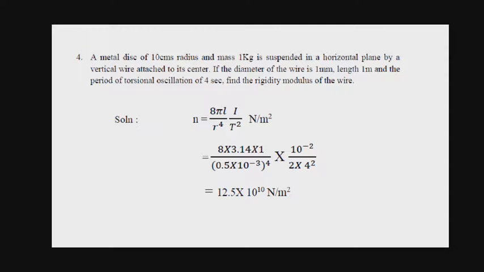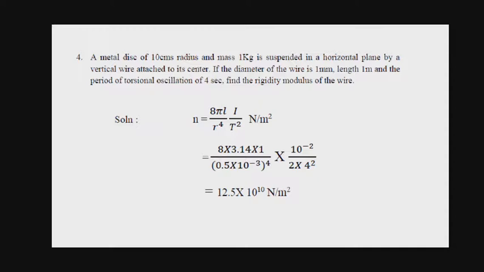Next, question number 4. A metal disc of 10 centimeters radius and mass 1 kg is suspended in a horizontal plane by a vertical wire attached to its center. If the diameter of the wire is 1 millimeter, length 1 meter, and the period of torsional oscillation is 4 seconds, find the rigidity modulus of the wire.